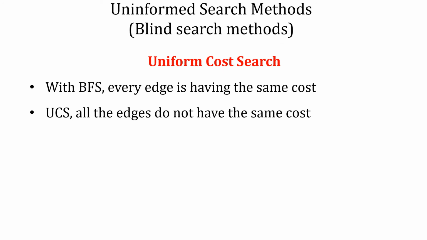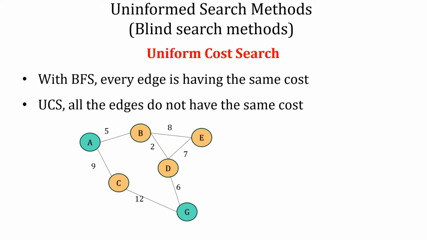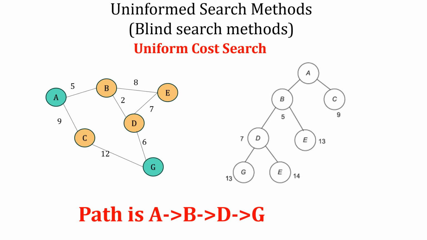Then uniform cost search. With the breadth first search, every edge has the same cost, whereas in uniform cost search, all the edges will not have the same cost. It will differ like this. You could see each of the edges has a different cost. We are going to see how the uniform cost search is performed. We are going to start from node A. From node A, we can reach either B or C.